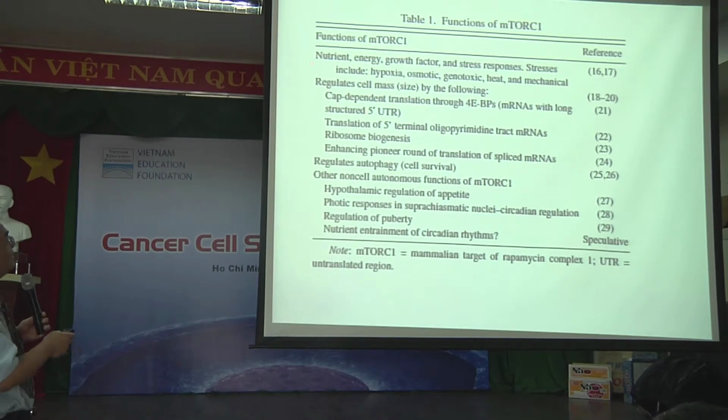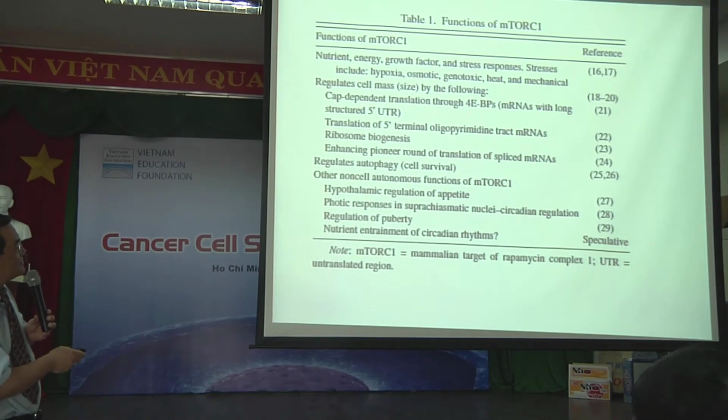Reiterate again, okay? Nutrition, energy, growth factor, stress response. These stress responses include hypoxia, osmotic stress, genotoxic stress, and heat. These will activate mTOR. Okay? They will regulate cell mass size by promoting the CAP-dependent translation process by phosphorylating 4EBP1. Okay? It helps the translation and helps ribosome biogenesis. We talked about that before. It will regulate autophagy, okay? And then other mechanisms. Okay?